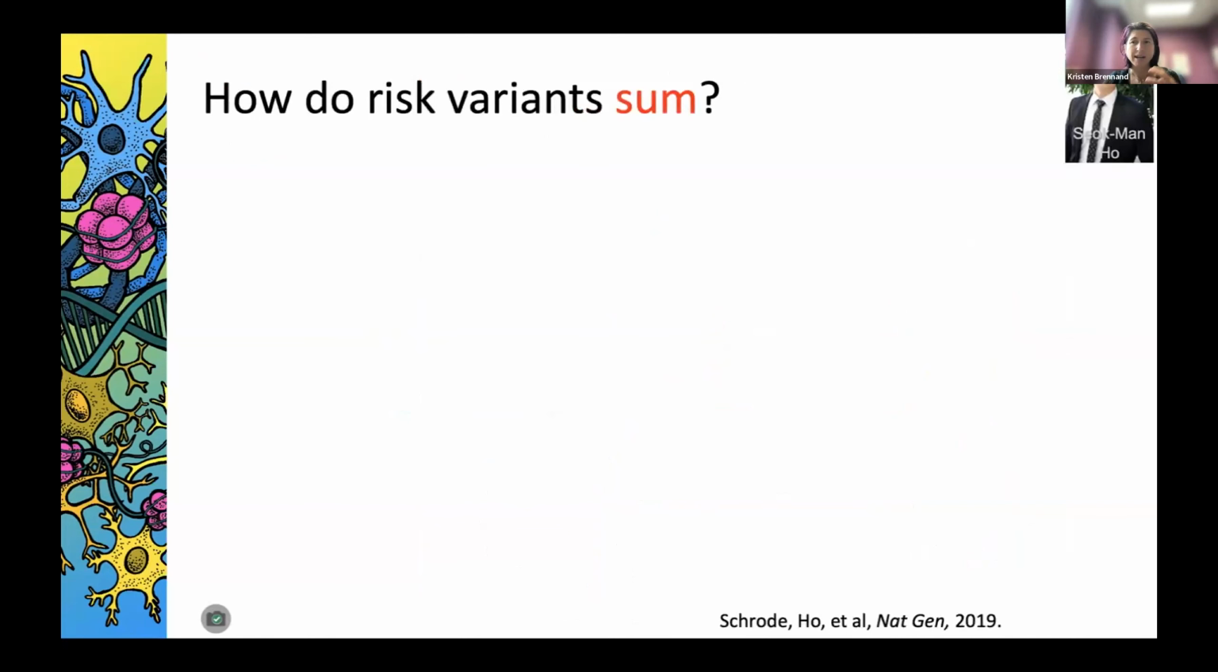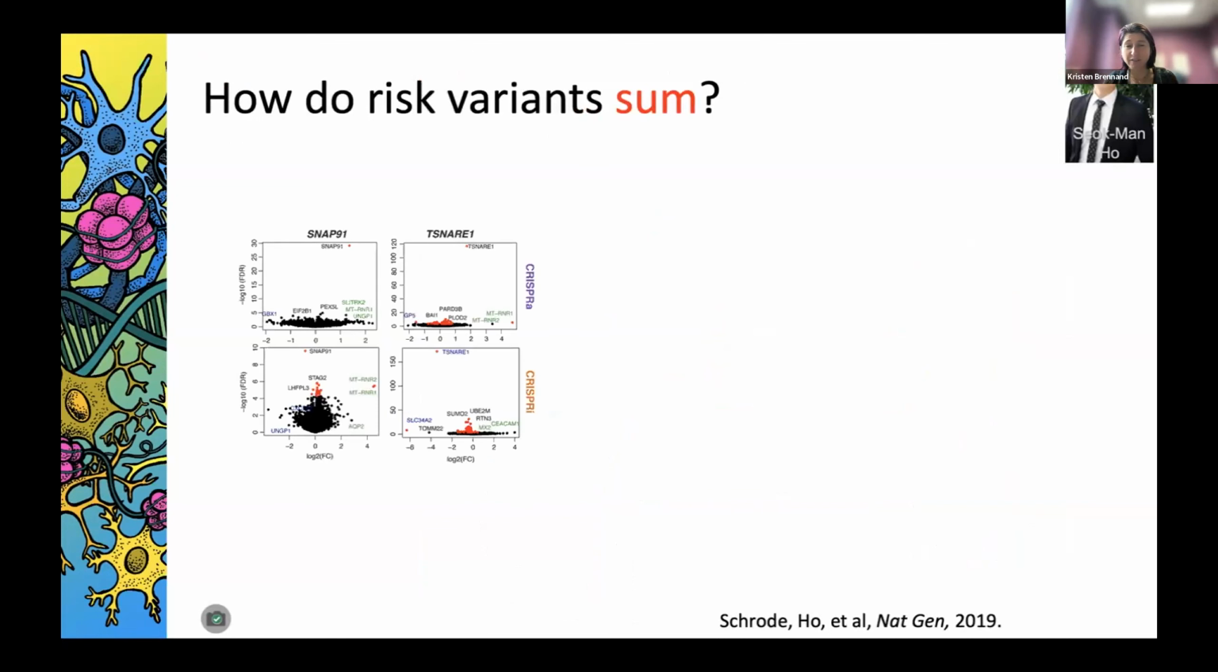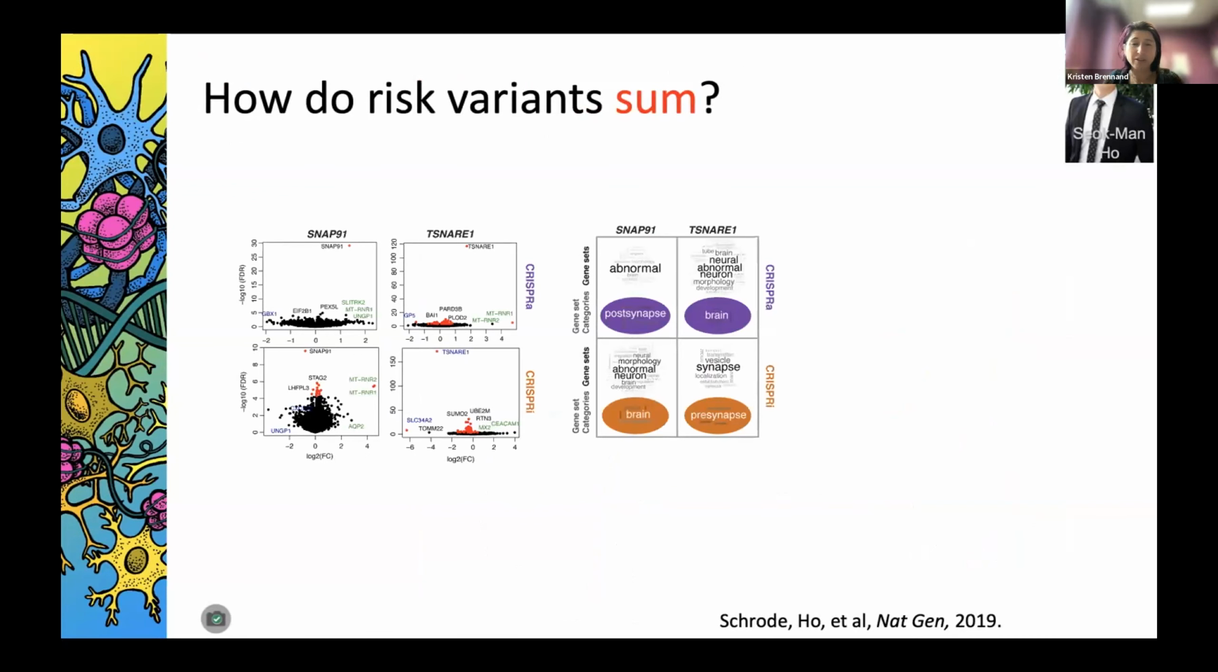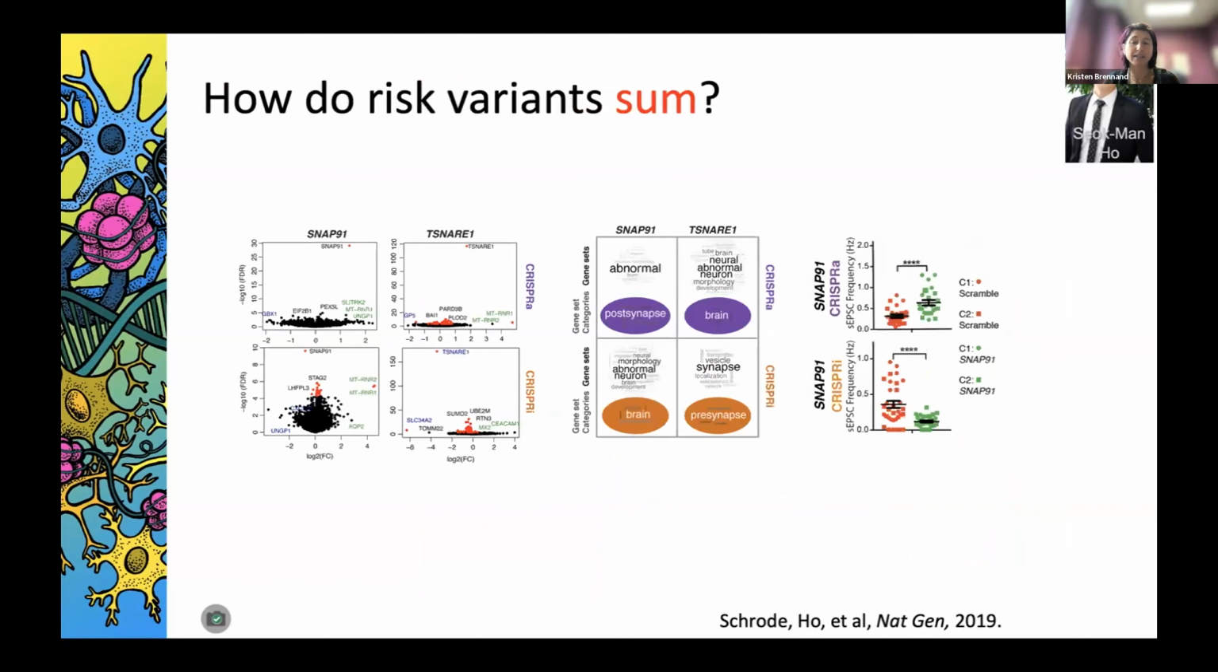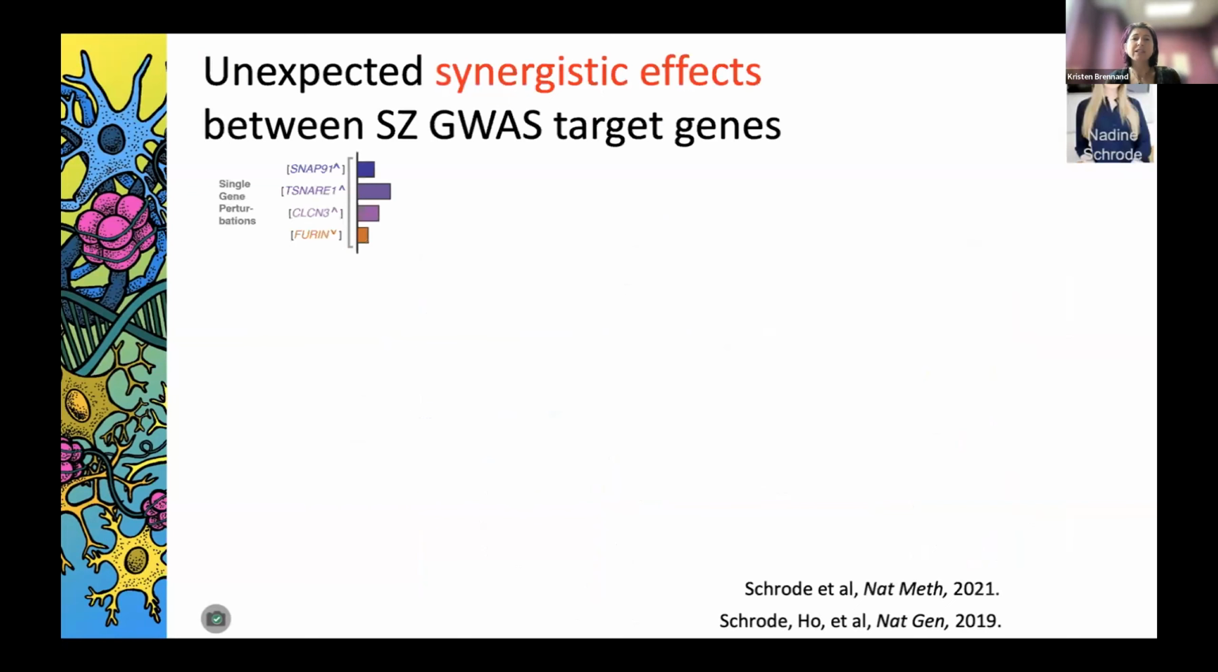Now, I talked to you about how risk variants sum with the environment, but they also sum with each other. And this is something we've been looking at for a very long time, started by a former PhD student, Seokmin Ho. We're looking here at some of these common variant target genes that we upregulate and downregulate. We can look at RNA-seq. We can look at the impact on synaptic function. But more interestingly, we can manipulate them in combination.